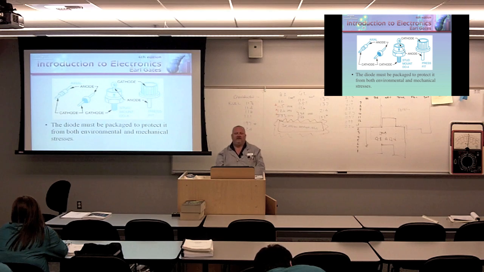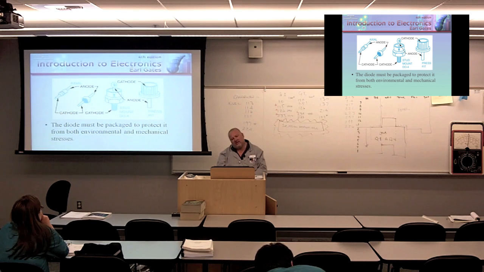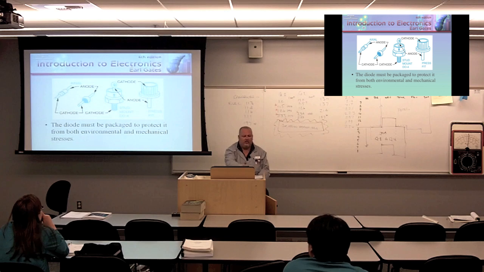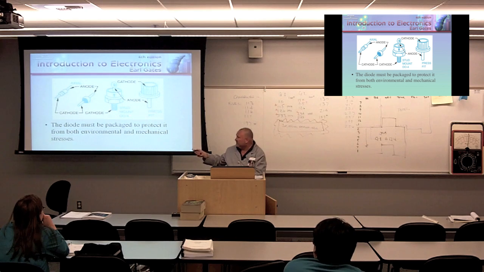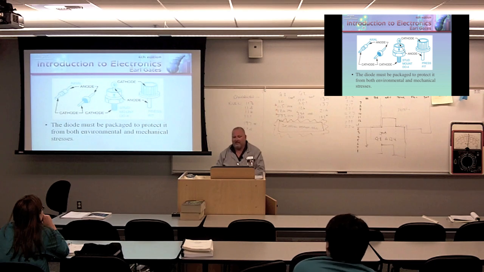These are examples of diode packages. The diode must be packaged to protect it from both environmental and mechanical stresses. The two on the left are basically small through-hole components. The one on the right is considered a stud mount. It's what's known as a DO4, but this is big. This is a stud, right? This could be a 1/4 inch thread on it, 1/2 inch thread. I mean, these things get big. Some of these get really, really big for high power applications.